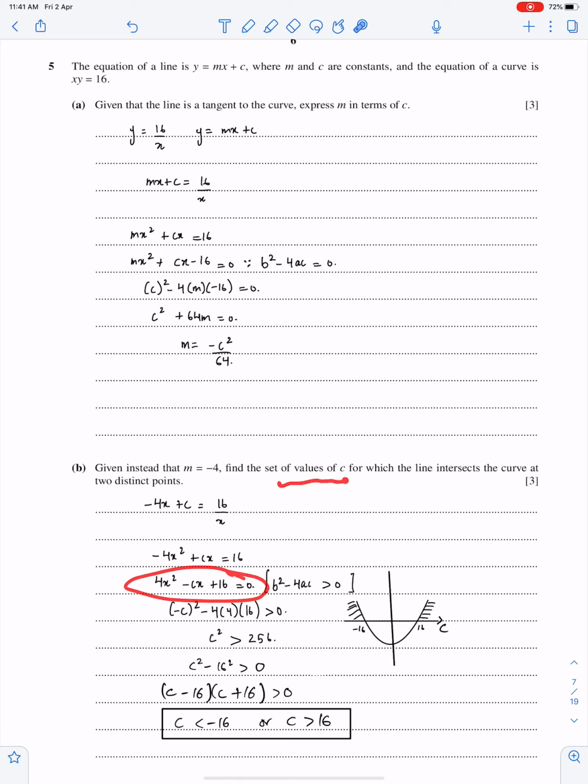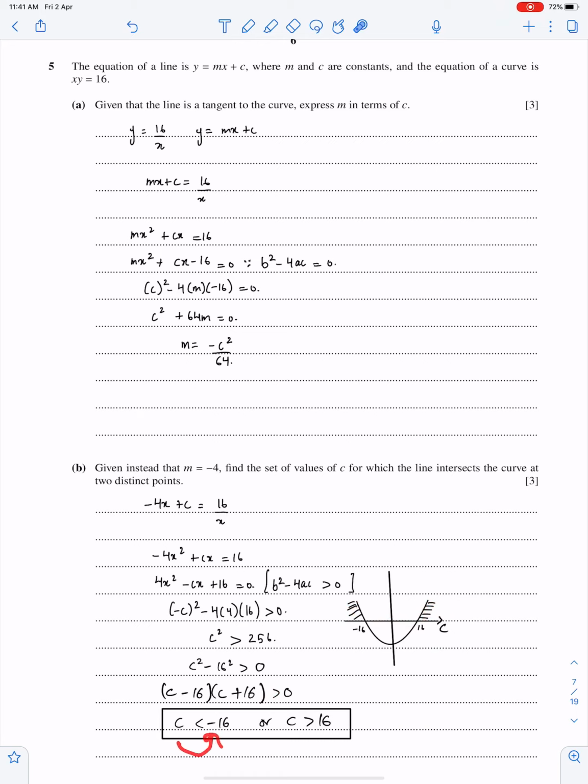Now find the values of c for which the line intersects. Intersect means b squared minus 4ac is greater than 0. So by using this discriminant on this equation, we have c squared greater than 256. Now c squared minus 16 squared is greater than 0. So by factorizing this, we have c minus 16, c plus 16. Since we have greater signs, we have to shade these sides of the curve. Therefore, according to these shadings or this diagram, we can write the solution of this inequality in this way.